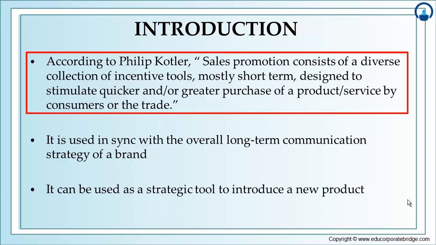Now, according to Philip Kotler, sales promotion consists of a diverse collection of incentive tools, mostly short term, designed to stimulate quicker and or greater purchase of a product or service by consumers or the trade. So basically what Philip Kotler is trying to say is that sales promotion is a collection of tools. Which tools? Incentive tools. Incentive is mostly your monetary benefit, and it is for a short period.